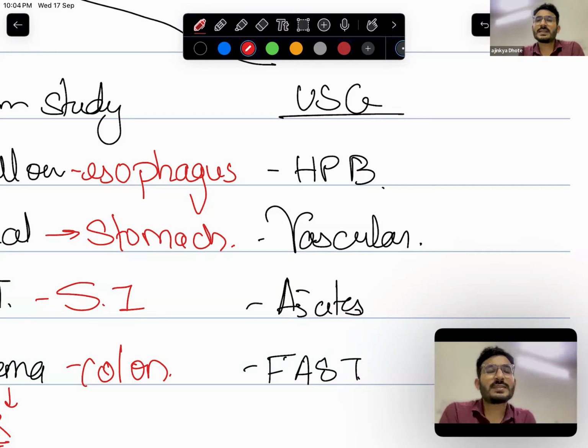FAST stands for focused assessment by sonography in trauma. You all know the components, what all we see, what all quadrants are seen. If not, we'll discuss it in the respective chapter. So this is what you all should know.